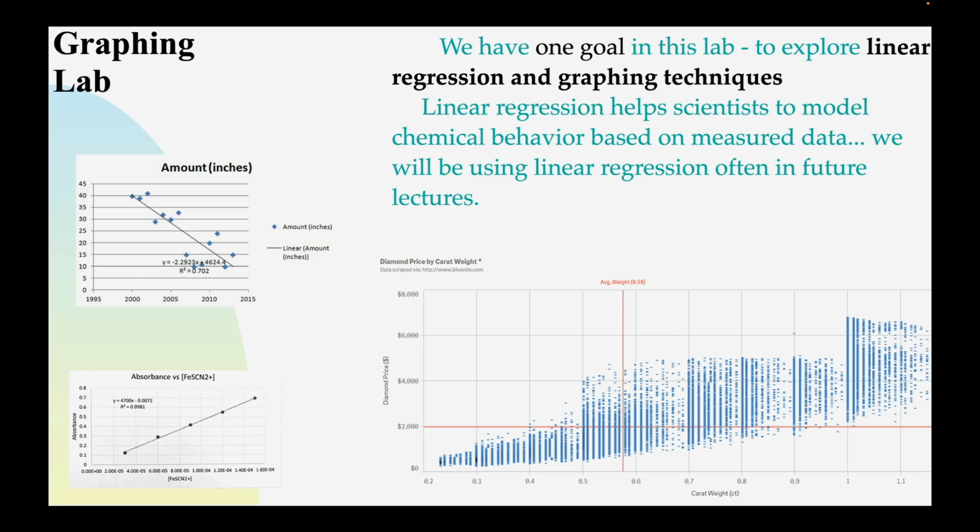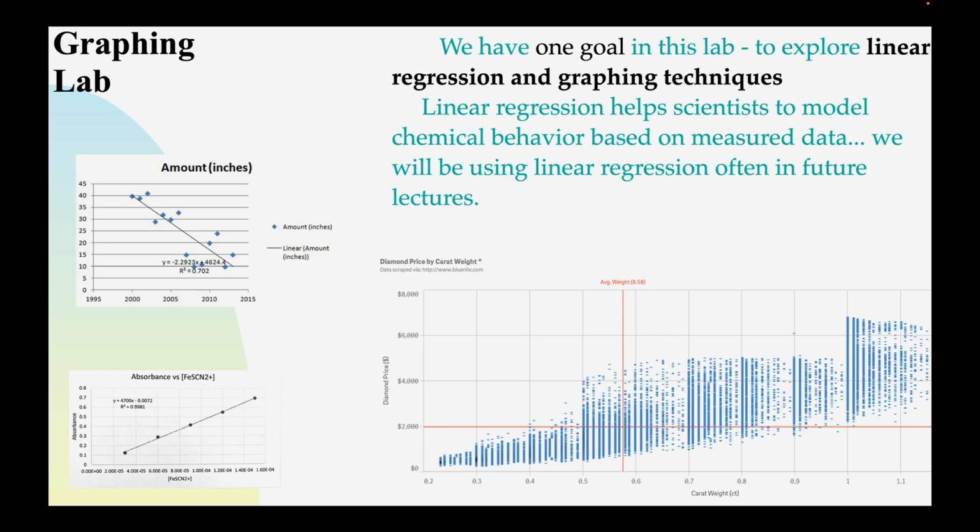First of all, a graph is very important for scientists. It's nice to be able to graph your data versus some kind of known variable. On the left-hand side are examples of two different graphs that might prove useful. On the top is some kind of amount in inches versus year. I have no idea what it is, but notice the blue points right there. If you ignore the line for just a second and focus on the blue points, you can see that they're kind of all over the place. They're not very well coordinated with a line.